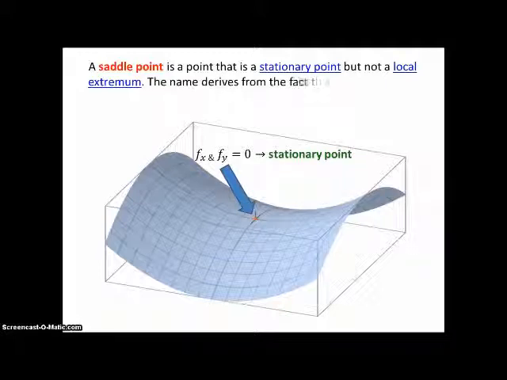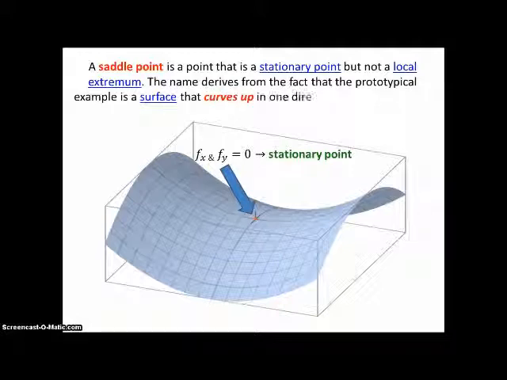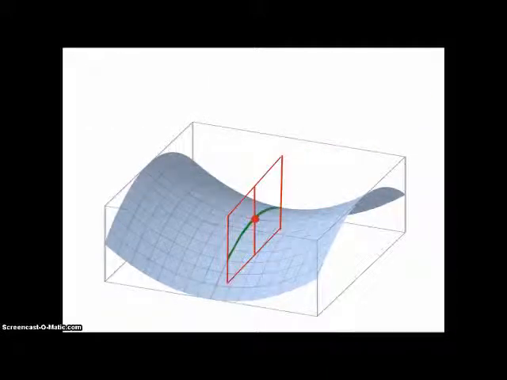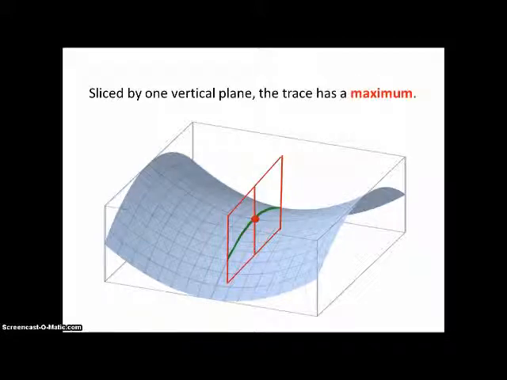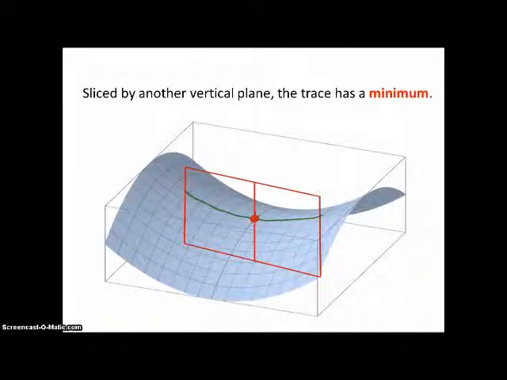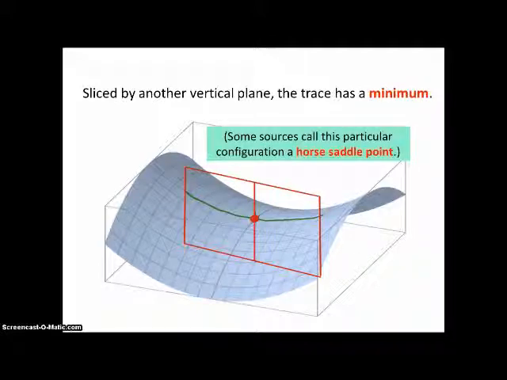The name derives from the fact that the prototypical example shown below is a surface that curves up in one direction and curves down in a different direction, resembling a saddle or a mountain pass. Sliced by one vertical plane, the trace has a maximum. Sliced by another, a different vertical plane, the trace has a minimum. Some sources call this particular configuration a horse saddle point because it looks like the saddle on a horse.